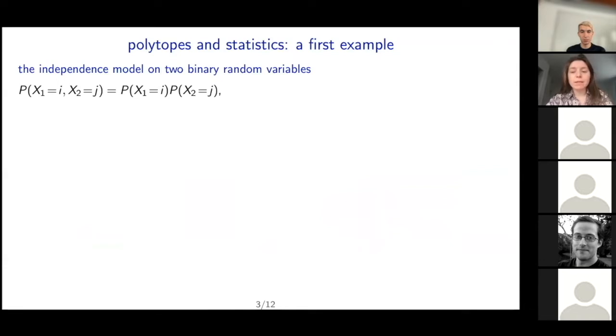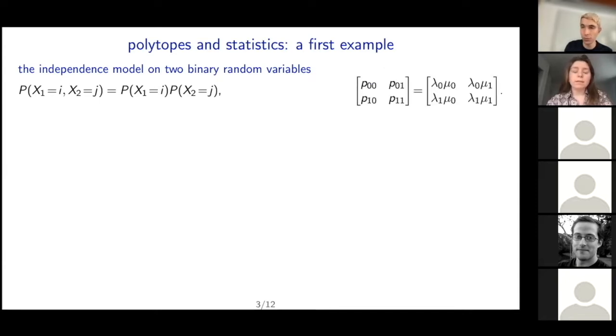Okay, so the independence model is characterized by this multiplicative property on the probabilities. So the independence model says that if we have 2 random variables, x1 and x2, then their joint probability, so the probability that x1 takes the value i and x2 takes the value j, can just be obtained by multiplying the individual probabilities. So by taking the probability that x1 is equal to i and multiplying it by the probability that x2 is equal to j.